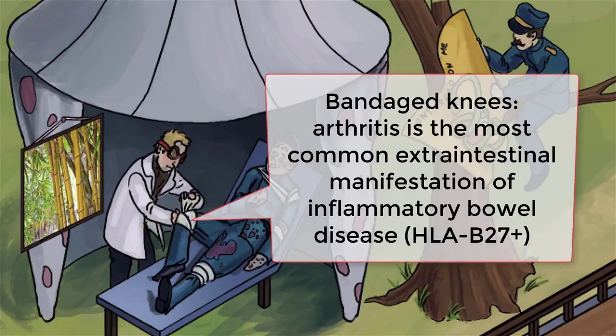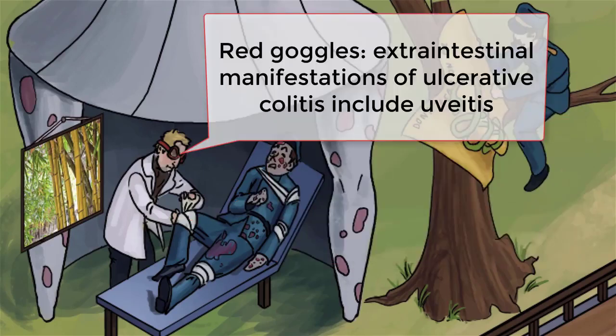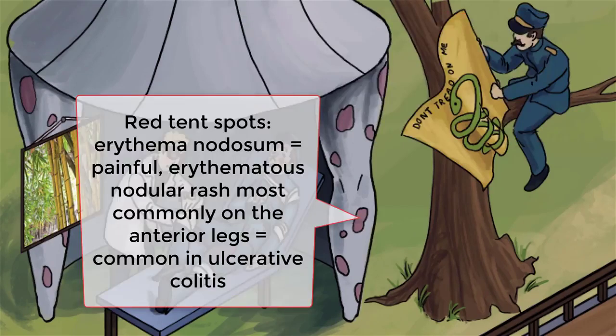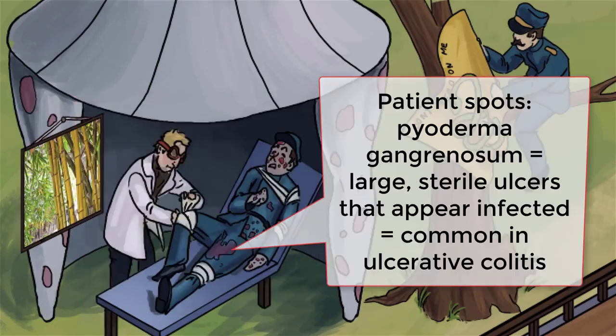Extraintestinal manifestations of ulcerative colitis include arthritis, which is typically HLA-B27 positive, uveitis, or inflammation of the uvea, a middle layer of the eye, and skin changes, including erythema nodosum, which is a painful erythematous nodular rash, and pyoderma gangrenosum, which are large ulcers that appear infected but are actually sterile.